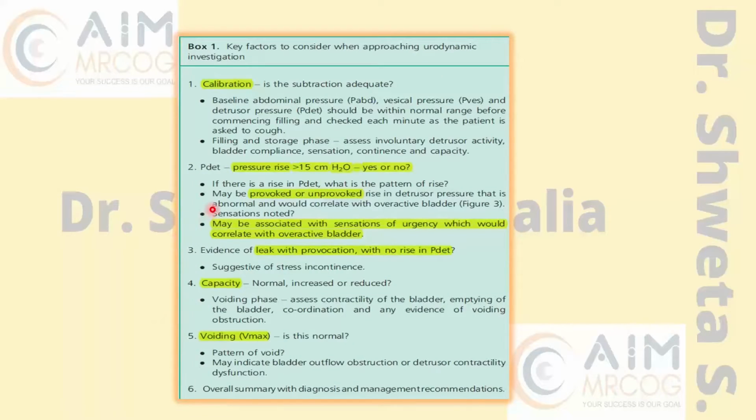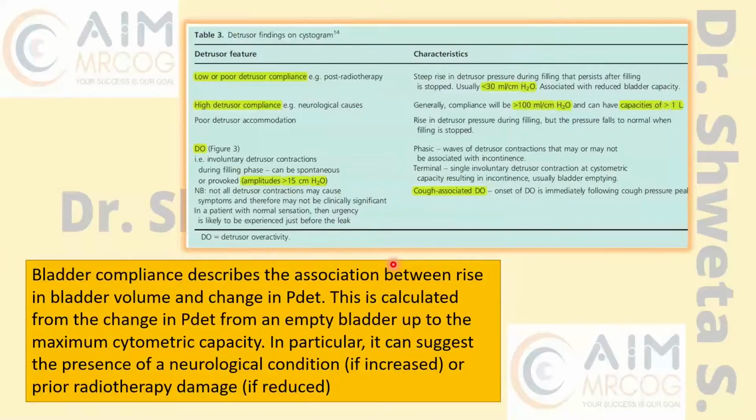Now, key factor. Again, all of you who are getting confused with stress urinary incontinence, you have to understand there will be leak with provocation, means with cuff, with no rise in P det. Then only it is stress. Clear? Now it is clear to all of you. It is clearly written in the talk: leak with provocation, but no rise in P det. Because if there is a rise in P det, then it becomes cuff associated detrusor overactivity.